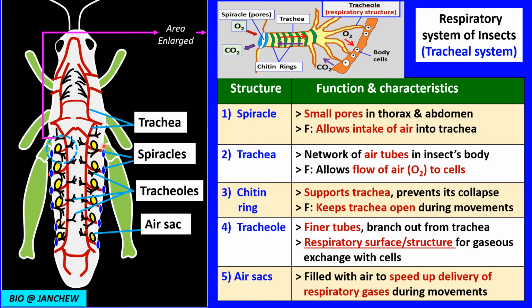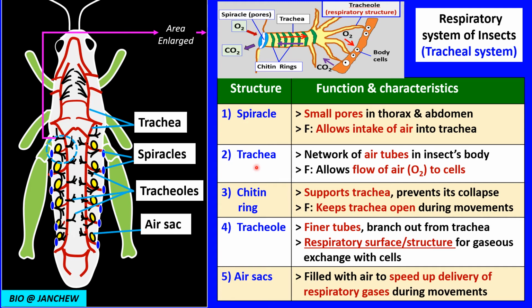All right. So we start with the spiracles here, which are the small pores in the thorax and abdomen, right? And the function of the spiracles is to allow the intake of air into the trachea from the environment. So the spiracles are found on both sides of the body of the insect, right? So in each segment there is a pair of spiracles, in each segment of the abdomen, for example, there's a pair of spiracles to allow air to flow into the tracheal system.